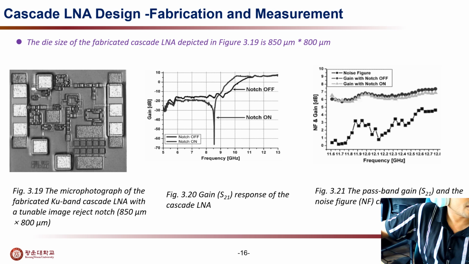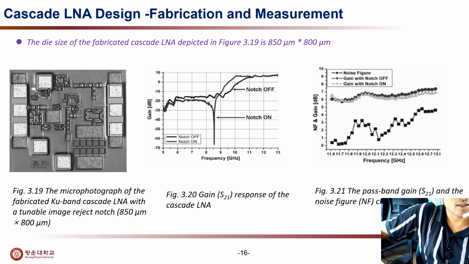And this is the micro photograph of the fabricated Q band cascade LNA with a tunable image reject notch. This notch has a specific area of 850 micrometer by 800 micrometer, and this is another figure for the passband gain and the noise figure characteristics. These are the two measurements.